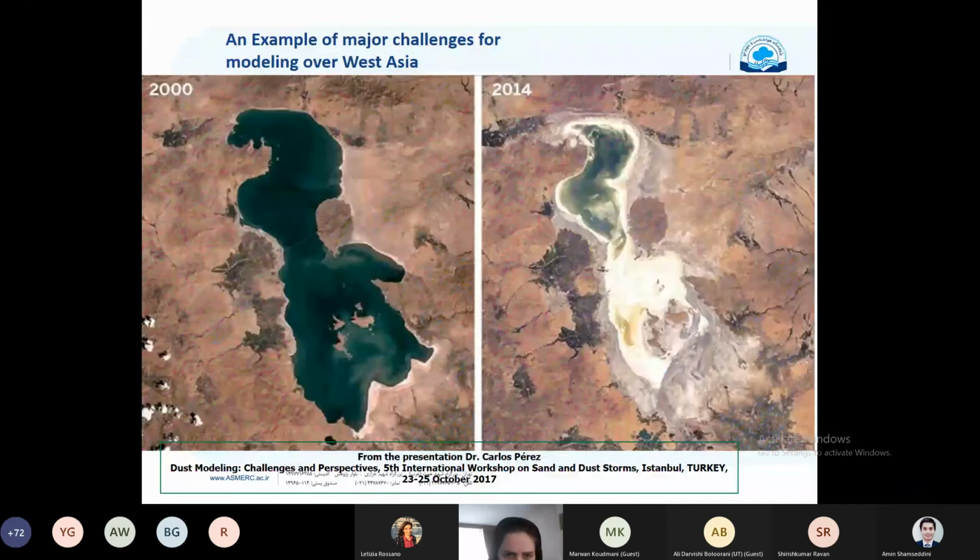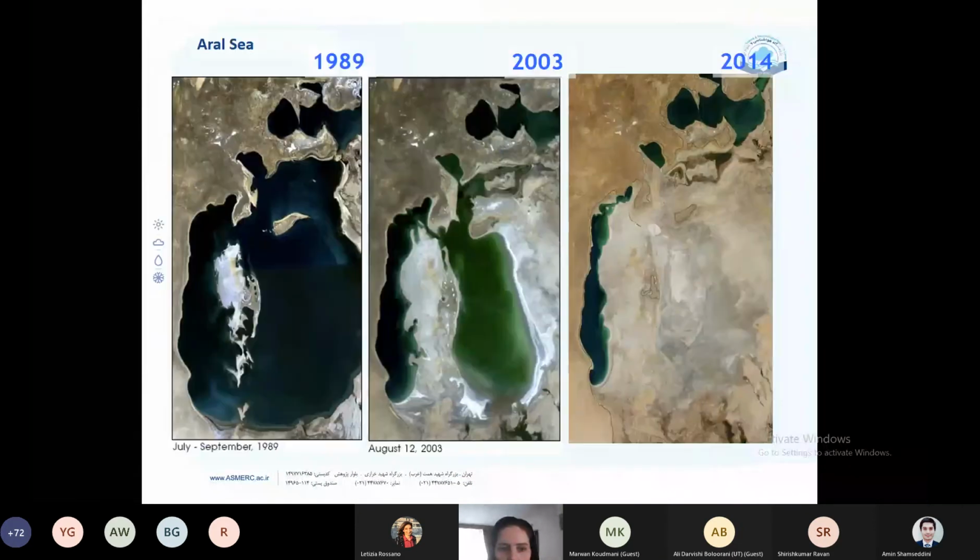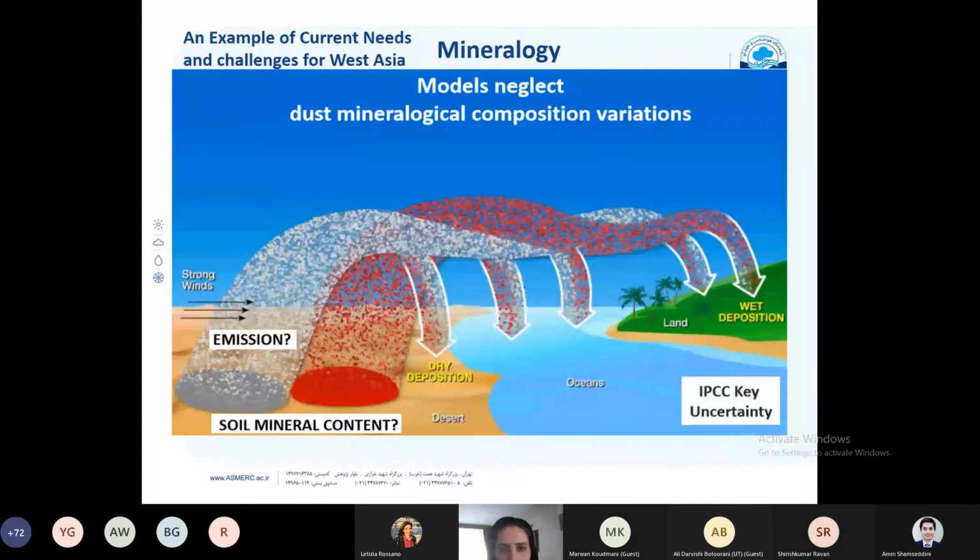We can point to anthropogenic influencing and forcing. This is what happened to Lake Urmia, or the Aral Sea, as you may consider: during the 1960s, the Syr Darya River was rechanneled for crop cultivation, and the Aral Sea diminished, increasing dust storms, and these are the results. Another factor that makes uncertainty over the region is the lack of dust mineralogical composition data because of the limitation of laboratories over the region, and that's why it makes studying it more challenging.